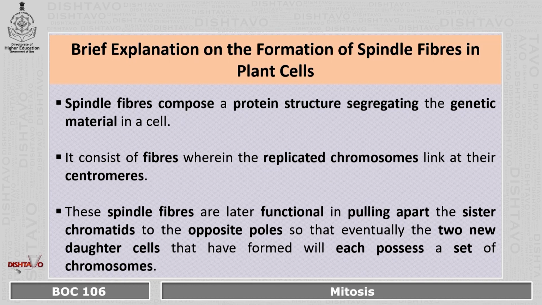Brief explanation on the formation of spindle fibers in plant cells. Spindle fibers compose a protein structure segregating the genetic material in a cell. It consists of fibers wherein the replicated chromosomes link at their centromeres. These spindle fibers are later functional in pulling apart the sister chromatids to the opposite poles, so that eventually the two new daughter cells that have formed will each possess a set of chromosomes.